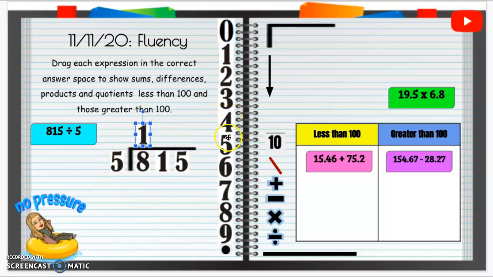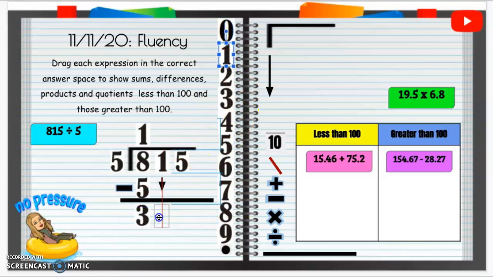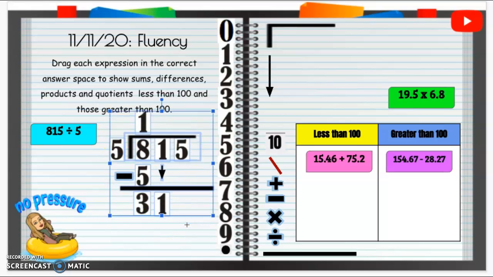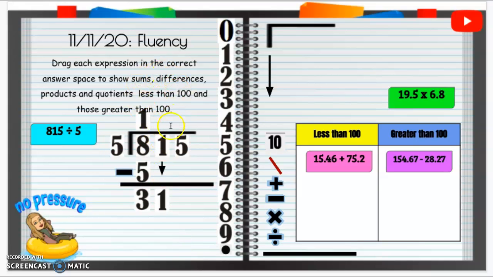Now 5 times 1 is 5. Now we're going to subtract here. So 8 minus 5 is going to be 3. Then we have that 1 that we need to bring down. So let's bring that 1 down. How many times can 5 go into 31? I know that 5 can go into 31. 5 can go into 31 6 times, evenly. 5 times 6 is 30.